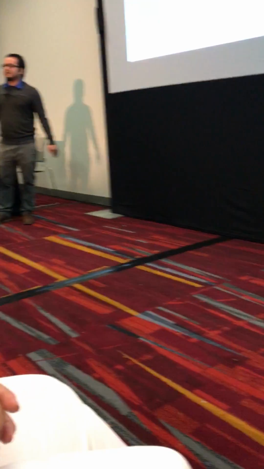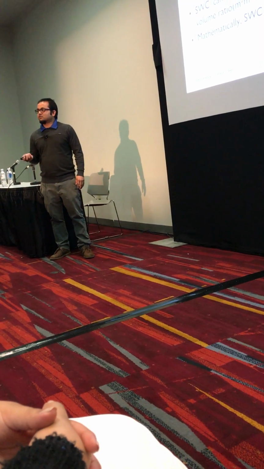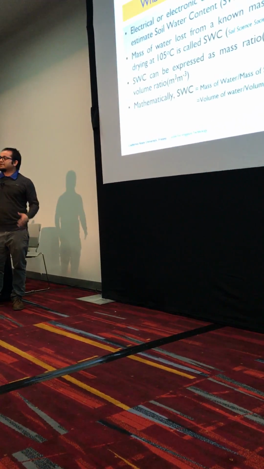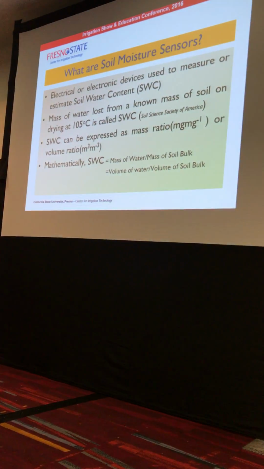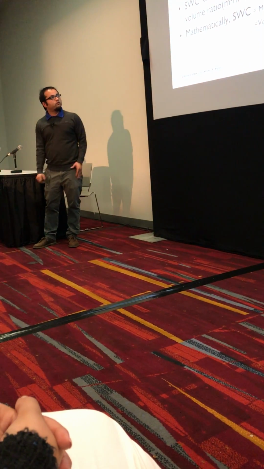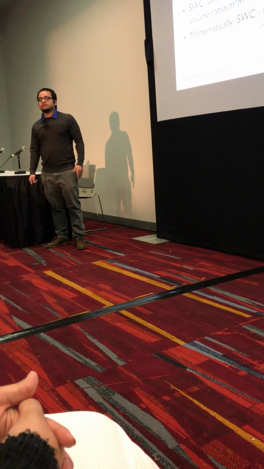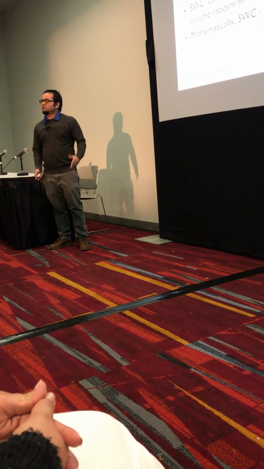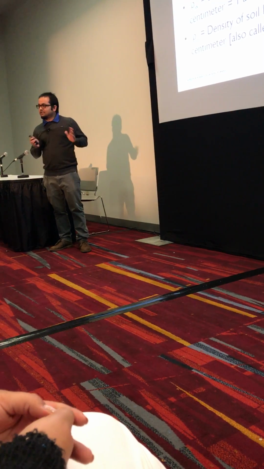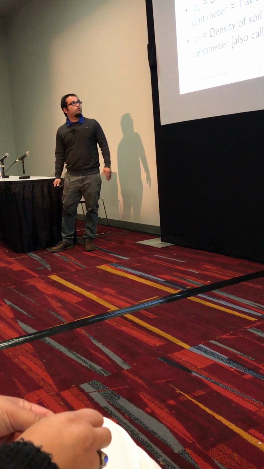So we'll go to the exact objective of this project. Moisture sensors are electronic devices that measure soil water content, and soil water content can be represented in different forms. Mostly we prefer the volumetric ratio, but it can also be represented as a mass ratio. Volumetric ratio is mathematically defined as the volume of water present in the bulk volume of soil, and we represent that as a percentage, called percentage volumetric water content.